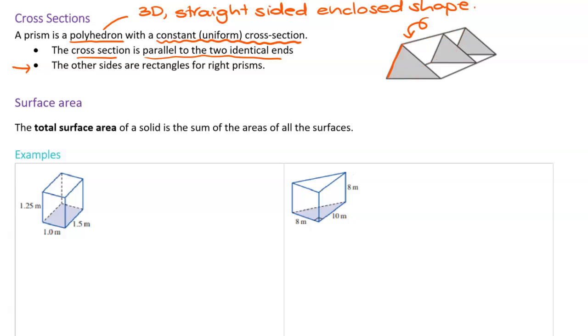The rule of thumb for this: if you look at your cross-sectional area here, how many sides does it have? It has 3 sides. So that means your total surface area, which we'll be looking at later on, is going to have 3 rectangles.